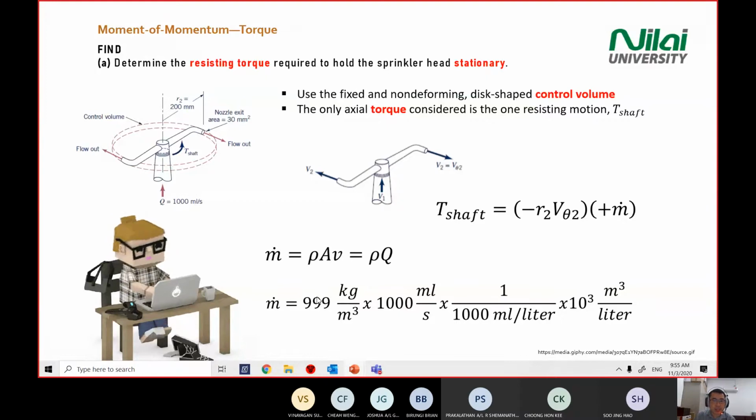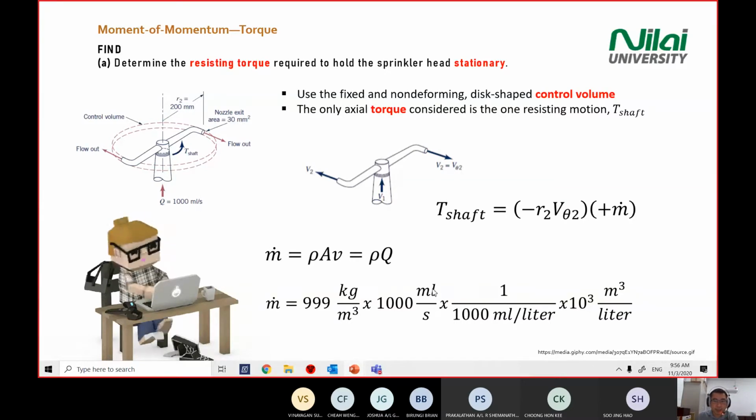So rho for the water is 999. If you forget this one, you can refer to table 1.8. That is given in chapter 1 tutorial. So rho water standard is 999 or 1000. If you forget, you can just straight away use 1000. All right. And the area, Q is A times V. Straight away, we already have the Q in the statement. It is 1000 ml per second.